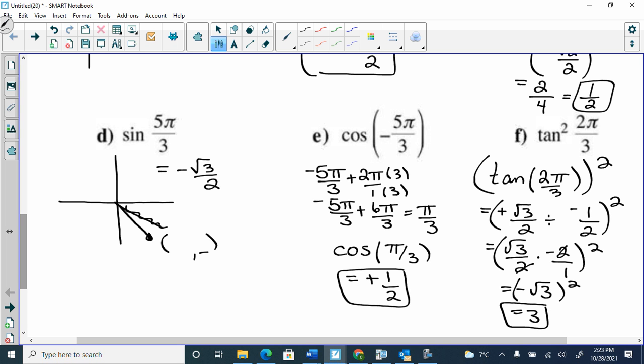Every 60-degree reference angle, tan will be root 3, right? Positives or negatives depending on the CAST rule. Every 30, it's going to be root 3/3. And then cotangent's just the opposite, right? Because it's the reciprocal. Okay, we're going to go to the notes.